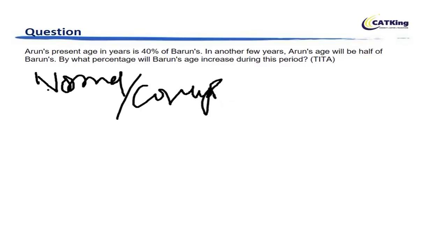How does the concept go? Okay. So you can see here Arun's present age is 40% of Barun. So let's say Barun's age is x. So Arun's age will be 40%, which is 0.4x, right? In another few years, Arun's age will be half of Barun's.